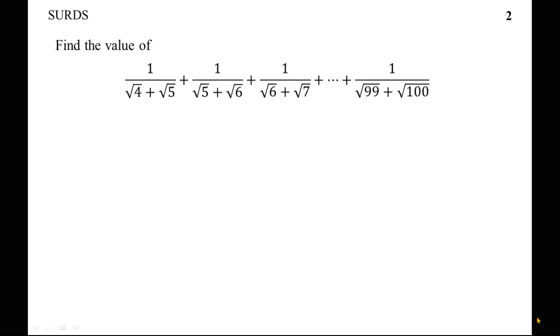Question 2. Find the value of 1 all over square root of 4 plus square root of 5, plus 1 all over square root of 5 plus square root of 6, plus 1 all over square root of 6 plus square root of 7, until the addition up to 1 all over square root of 19 plus square root of 100. Solution.